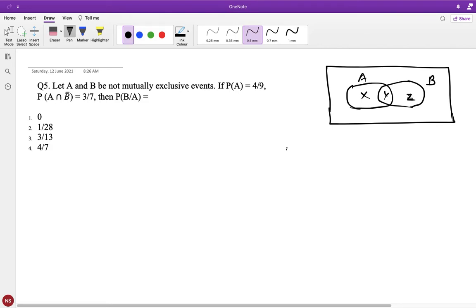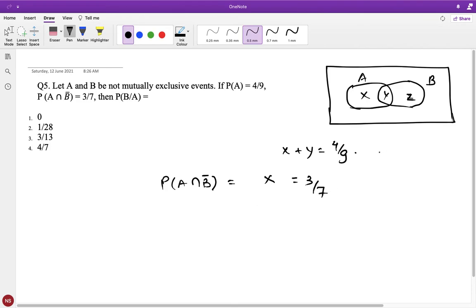P of A is 4 by 9, so X plus Y is given to me as 4 by 9, right? And P of A intersection B bar. What will be A intersection B bar? B bar is all of the area outside of Y plus Z, and common with A will be what? Only X. So this is given to me as 3 by 7. So what is Y?